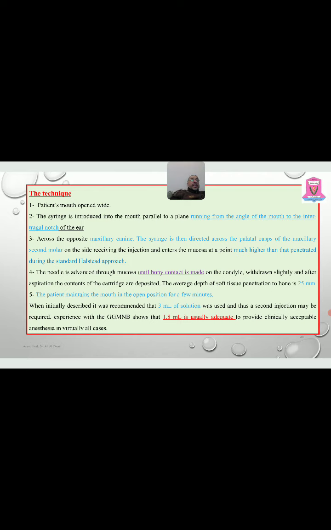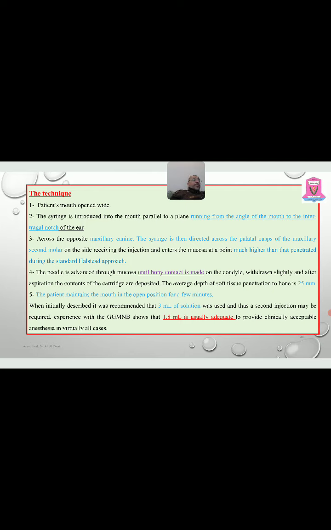Across the opposite maxillary canine, the syringe is then directed across the palatal cusp of the maxillary second molar on the side receiving the injection and enters the mucosa at a point much higher than that penetrating during the standard Halsted approach. The needle is advanced through the mucosa until bony contact is made on the condyle, withdrawn slightly, and after aspiration, the contents of the cartridge are deposited.